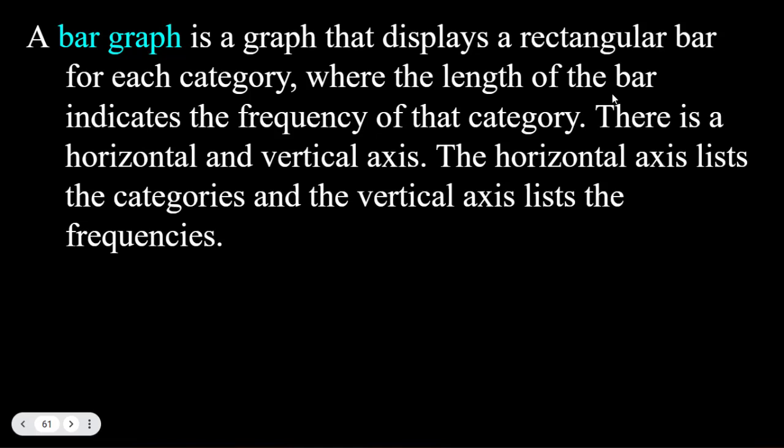Next, we have a bar graph, and a bar graph is a graph that displays a rectangular bar for each category where the length of the bar indicates the frequency. So we're dealing a lot with frequency in these sections. There is a horizontal and vertical axis. The horizontal axis lists the categories, and the vertical axis lists the frequencies. So we're going to make a bar graph.